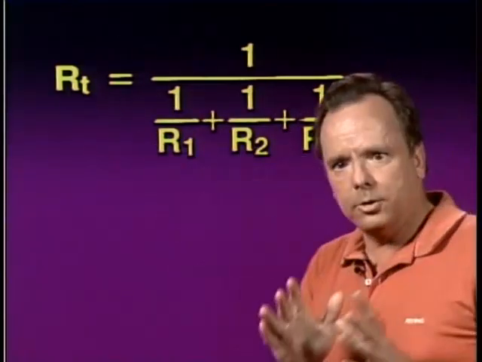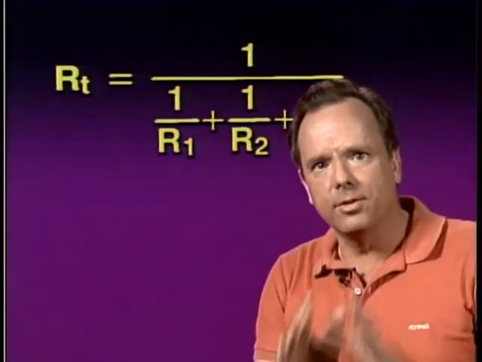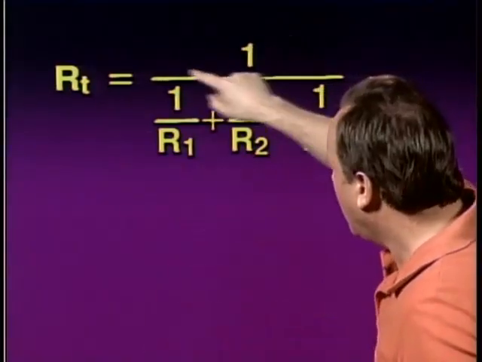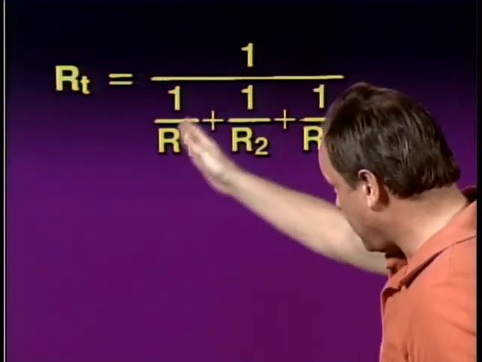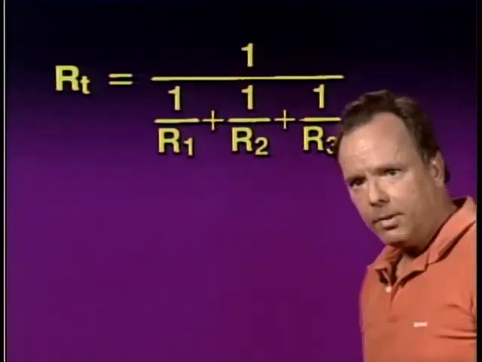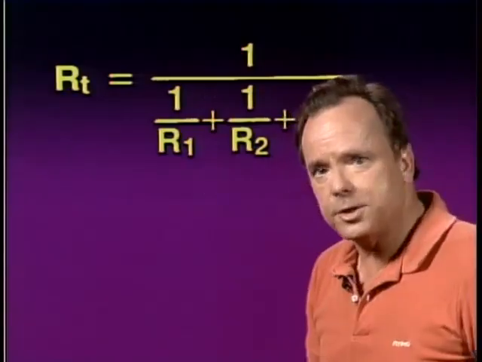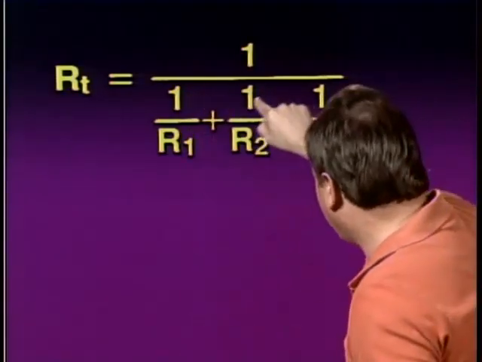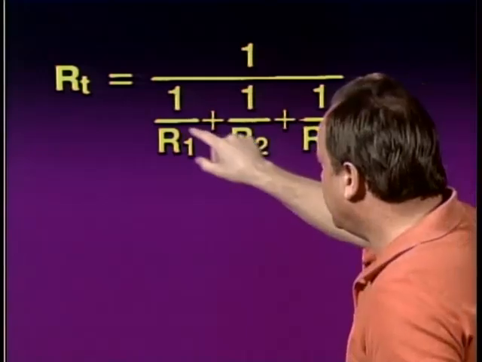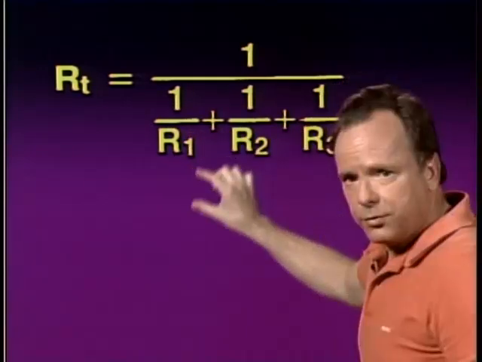Now that's the easy part. Now let's figure out the formula for the total resistance in a parallel circuit. And this is another formula, by the way, that you need to write down. So let's take a look at it. This is a little bit complicated, but never fear. By the time we get done, you're going to find it easy.